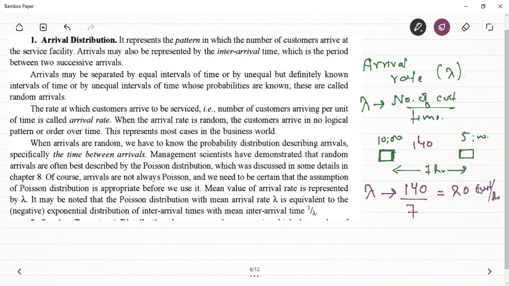So this is the arrival rate. Obviously 20 customers are coming per hour. Okay, तो 7 घंटे में कितने आएंगे? 20 into 7, that is equal to 140. So this is the arrival rate. And the arrival is assumed to follow the Poisson distribution.